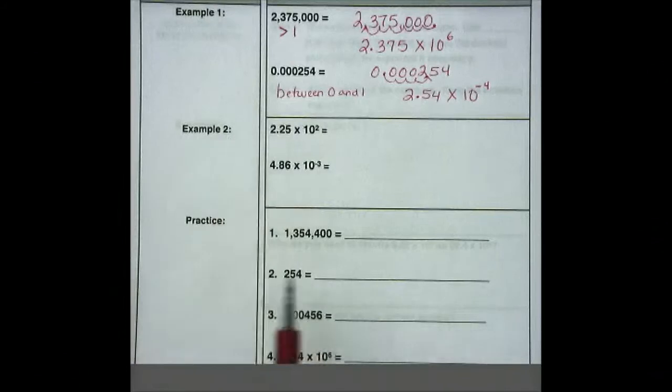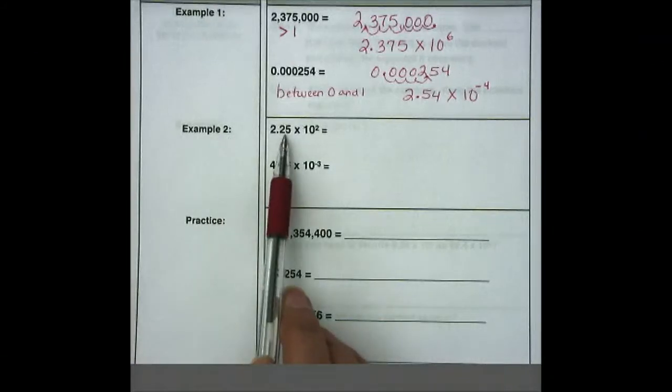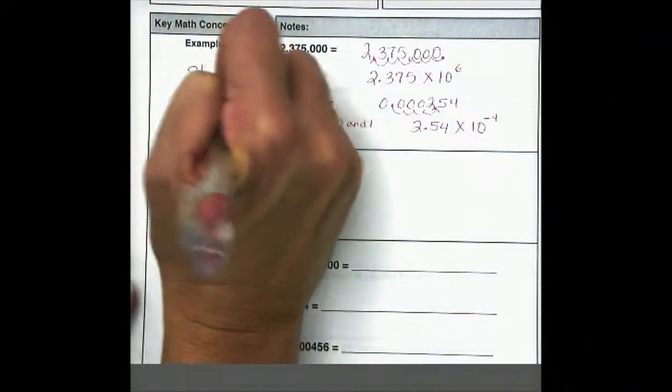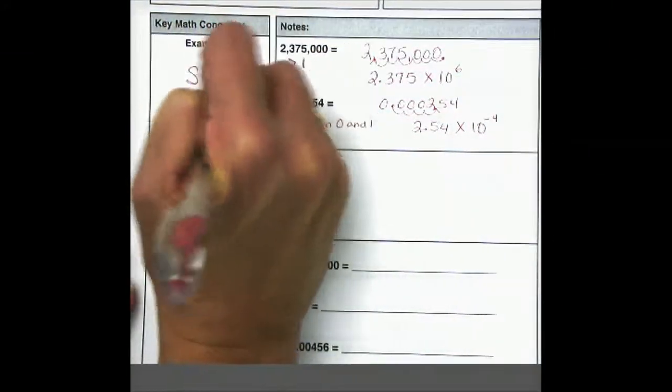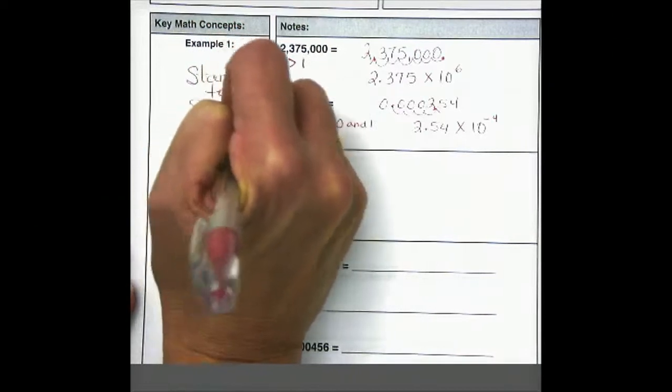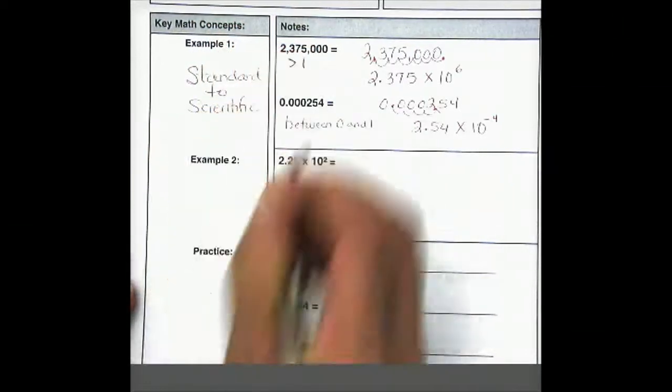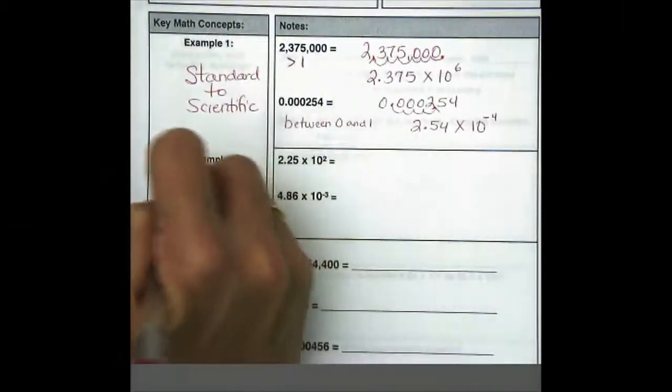Let's look at example 2. This time, we're going from scientific to standard. So up here, we were going from standard to scientific. And down here, we'll go from scientific to standard.